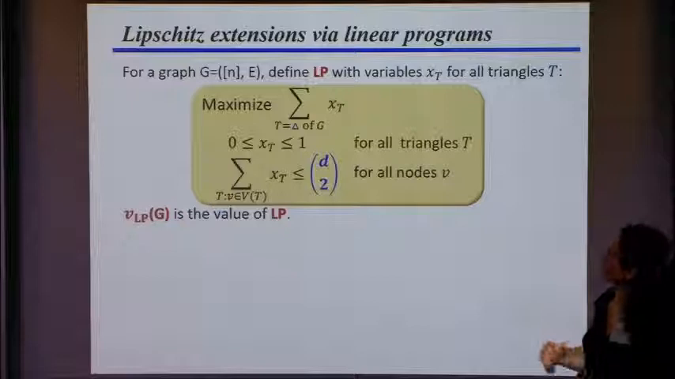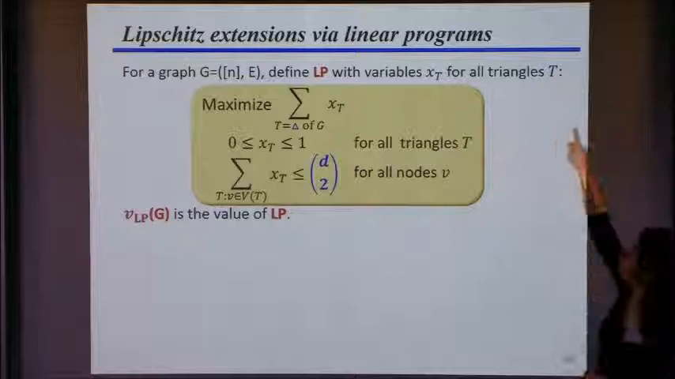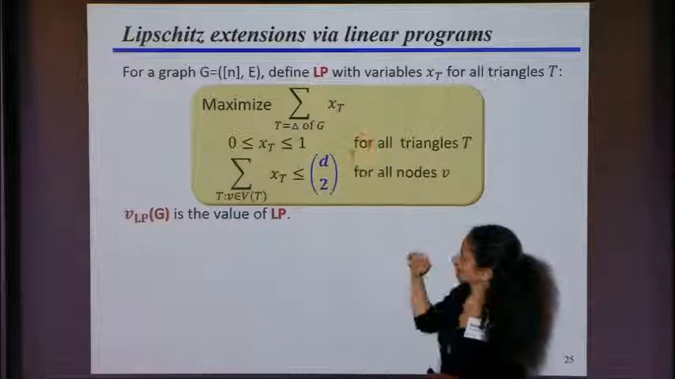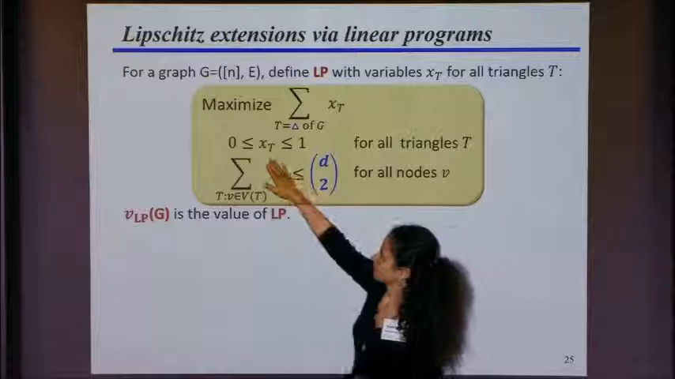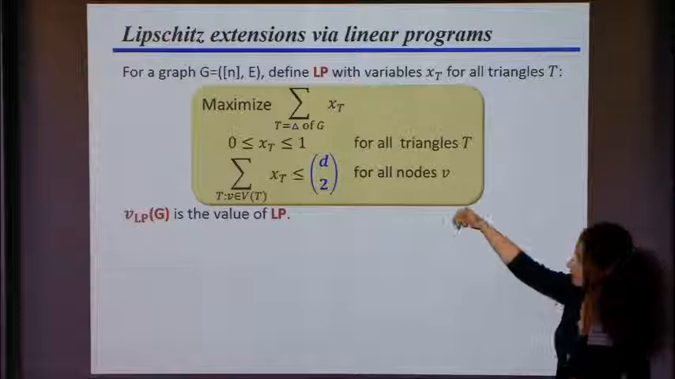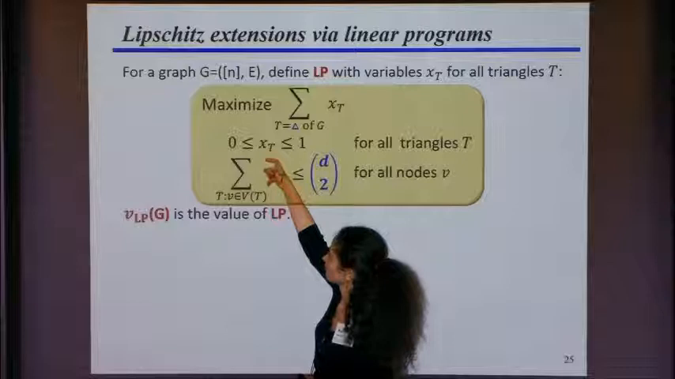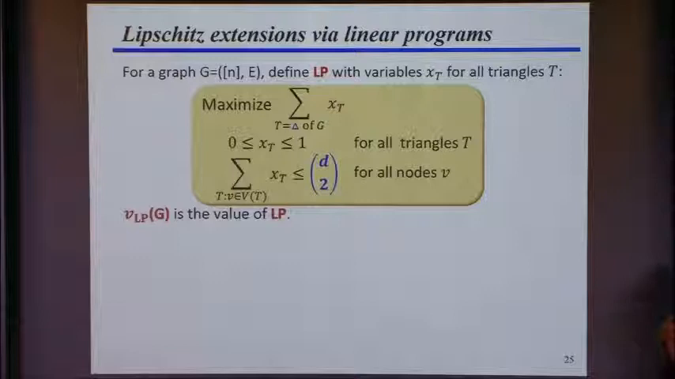So we're going to define a linear program with a variable corresponding to each triangle. And what we're going to maximize is the sum of these variables over all triangles in the original graph. So this is basically an integer program for computing the number of triangles, where we relax the value of the variable x_t so it can be between 0 and 1. So instead of projecting onto graphs, we're projecting onto some kind of continuous version of the graphs.